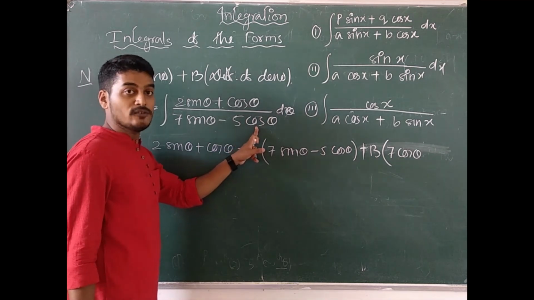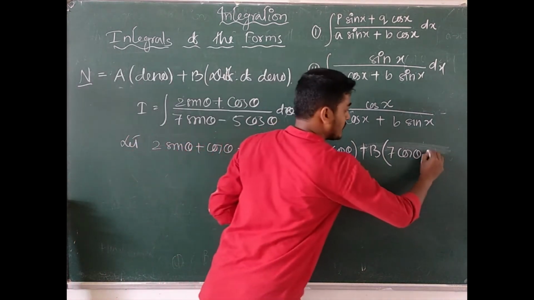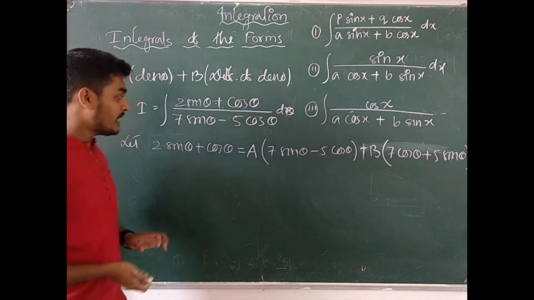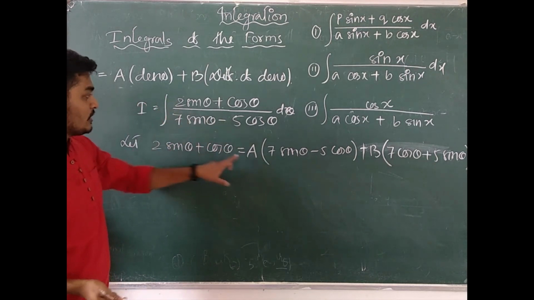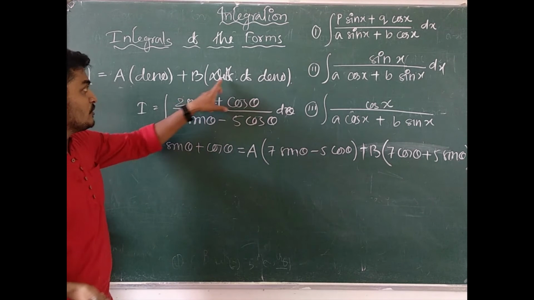Differentiation of cos theta is equal to minus sin theta. So minus minus plus, so obviously plus 5 sin theta. I hope you are getting my point. What I have done: numerator is equal to a into denominator, directly you have to write the denominator plus b into differentiation of the denominator.